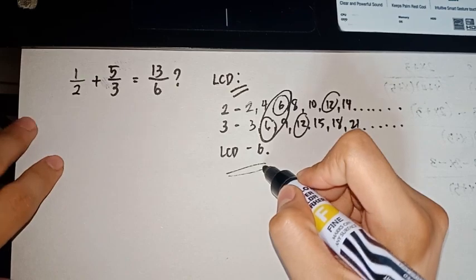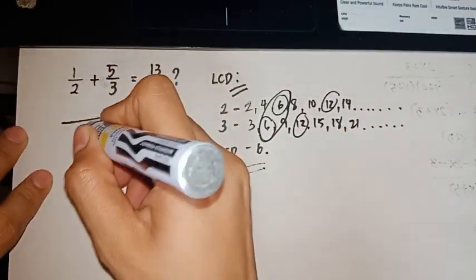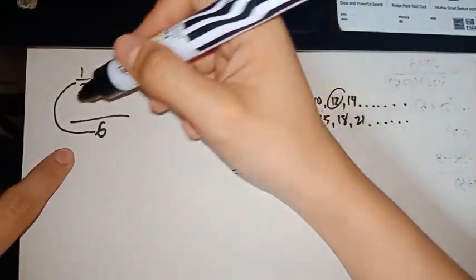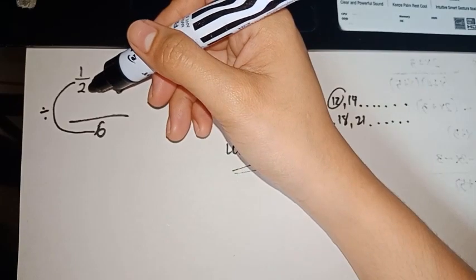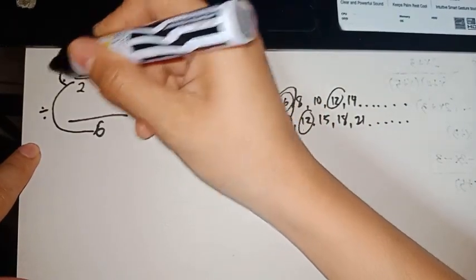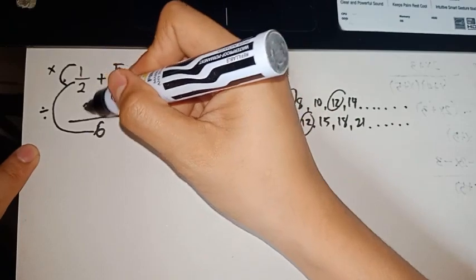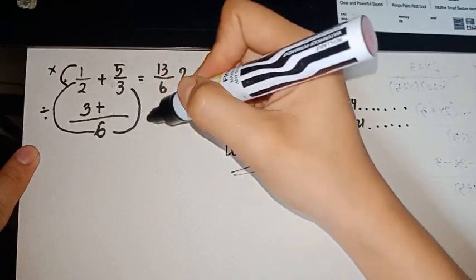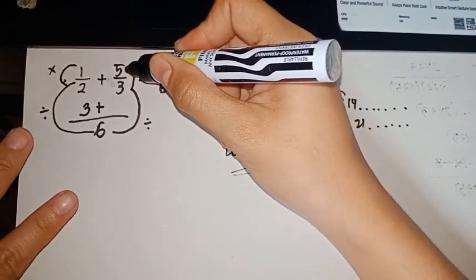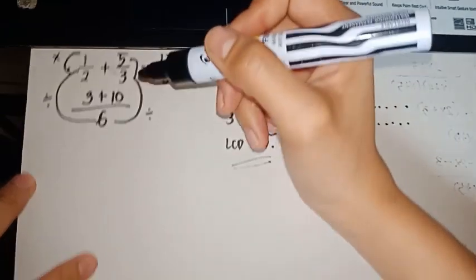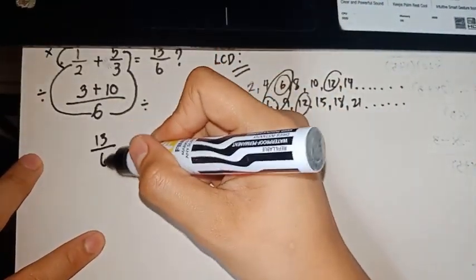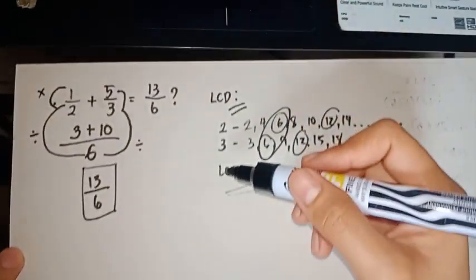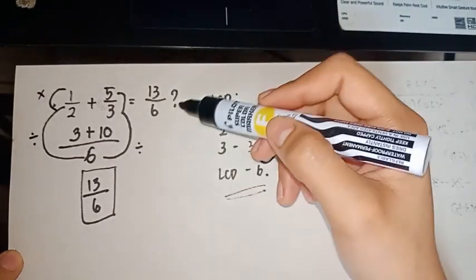The LCD will be our overall denominator, so that is over 6. Next, 6 and then 2; you have to divide. 6 divided by 2 is 3. Then 3 times 1 is 3. Copy the operation, plus. You do the same on the other side. 6 divided by 3 is 2. 2 times 5 is 10, so we have 10. Now simplify. 3 plus 10 is 13 over 6. Since they don't have common factors, this is our final answer. That's how we came up with this answer.